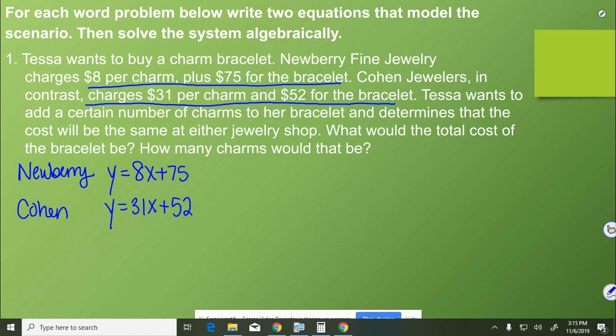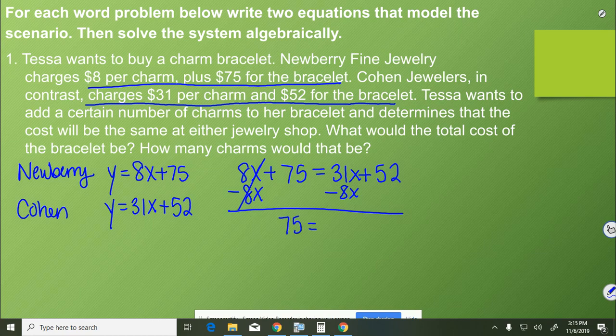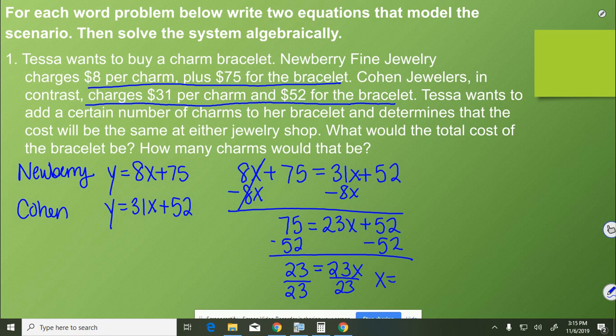So again, just like we've done before, we're going to drop the y's and set those two equal to each other. So 8x plus 75 equals 31x plus 52. Subtract the smaller of the x's from both sides to avoid negatives. We get 75 equals 23x plus 52. Subtract 52 from both sides, and we get 23x equals 23. Divide by 23, and x equals 1. So she's only going to buy one charm.